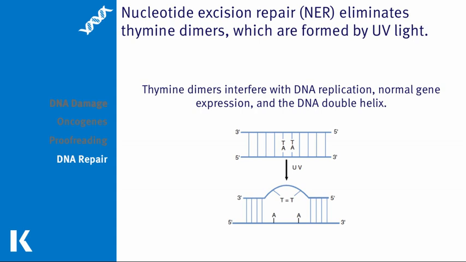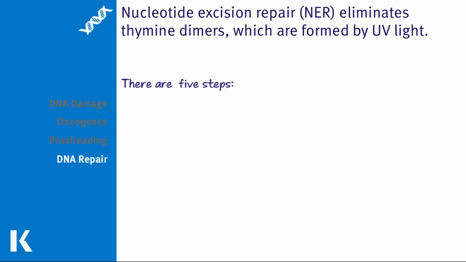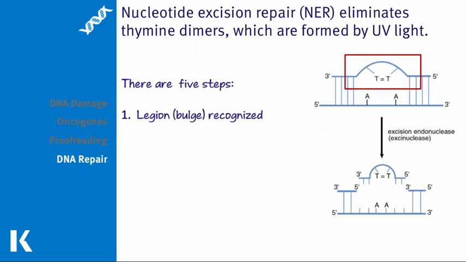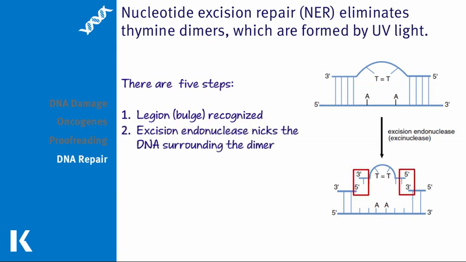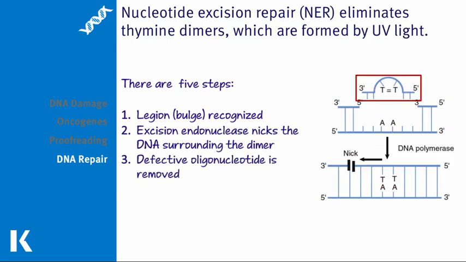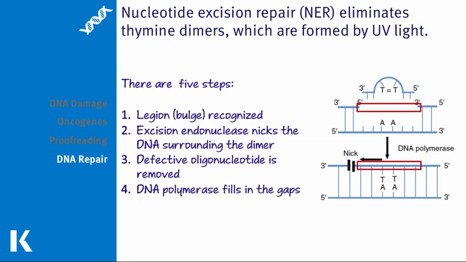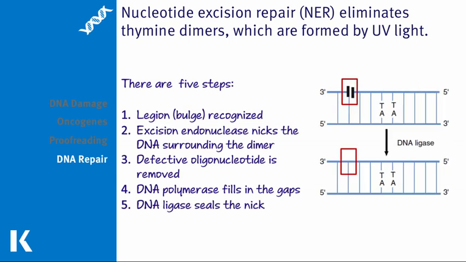There are 5 steps for cutting the problem nucleotides out. The first is that the error must be detected. Once found, the ends of the dimer are cut by excision endonuclease. The dimer is pulled out and DNA polymerase replaces it with undamaged nucleotides. Finally, DNA ligase comes in to connect the nucleotides to the rest of the DNA strand. After DNA ligase does its thing, the DNA goes back to its pre-damaged, healthy state.